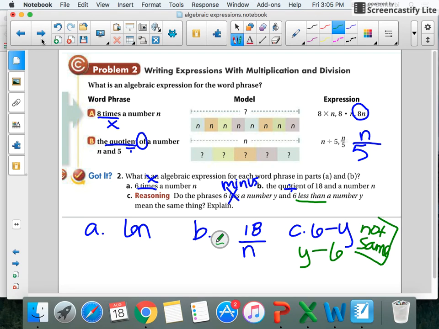Make sure you write this on the paper. No, they are not the same. That'll be a common mistake.